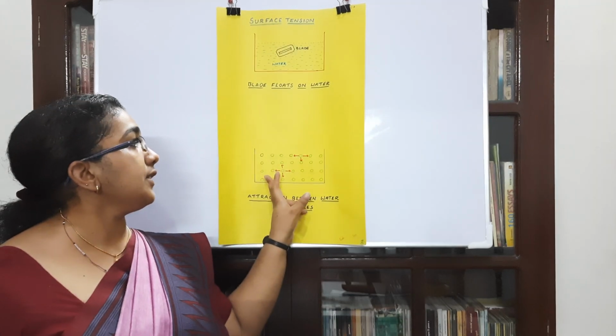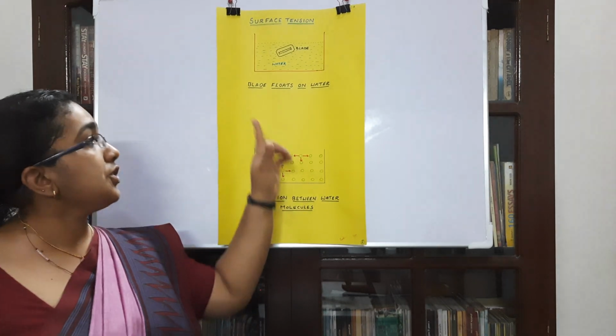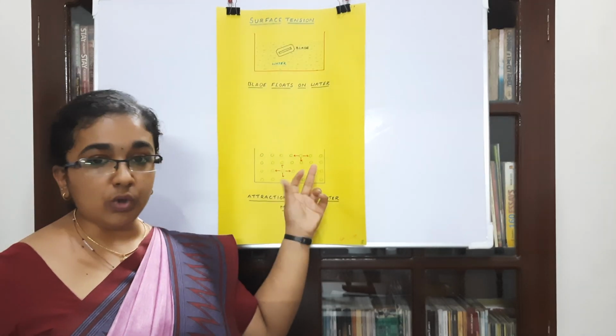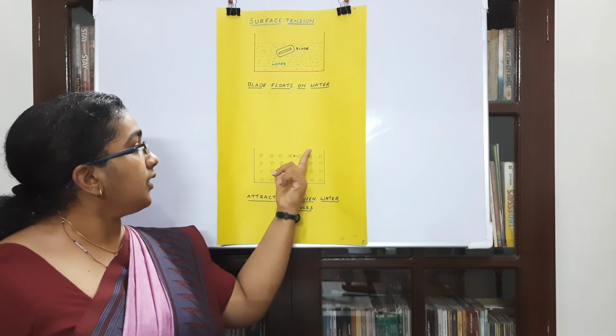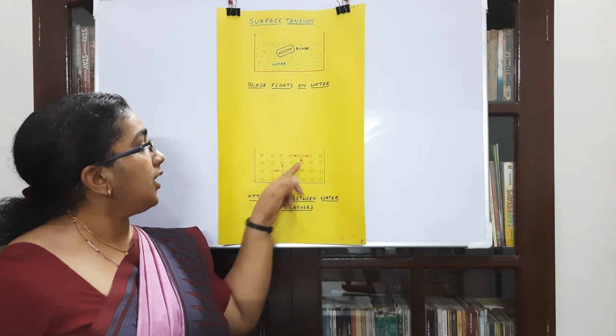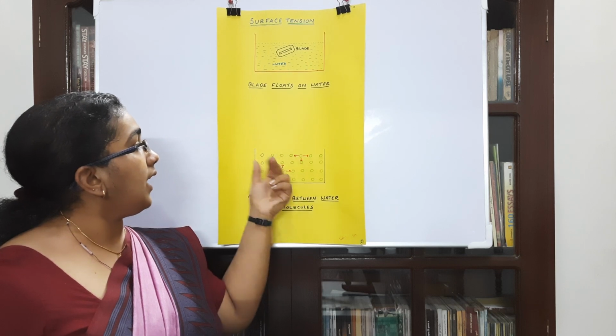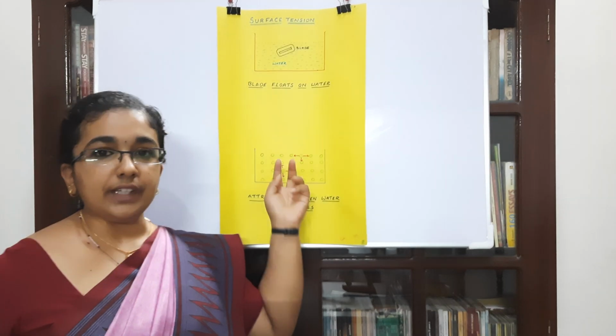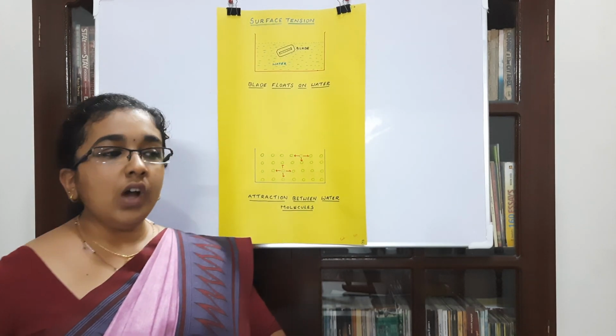The main reason for the surface tension is the attraction between the water molecules. It is the attraction of the molecules at the surface of the liquid. Now, how is soap useful in the laundry?